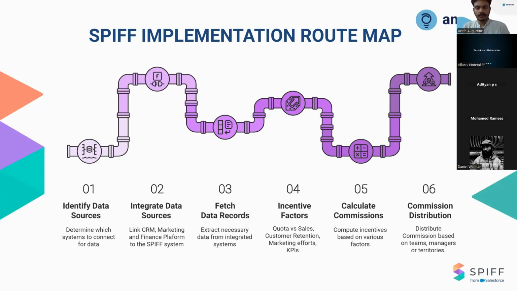The second step is to integrate the data sources. Once we identify which platforms need to be connected to Spiff, next comes integrating them, whether it's a CRM, or the marketing or finance platform. After integrating the systems, the third step is to fetch data records. We won't need all the data, so filter out the data we want and put those records into Spiff, according to our business need.